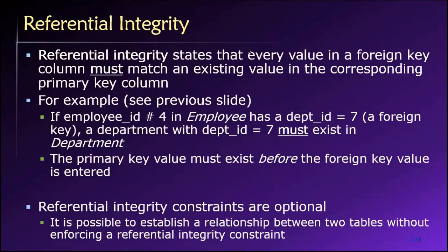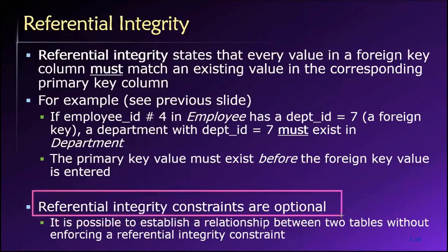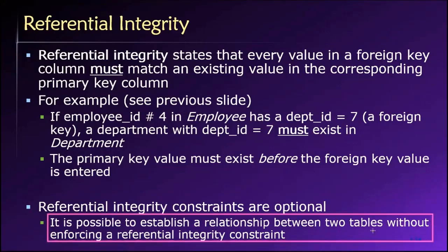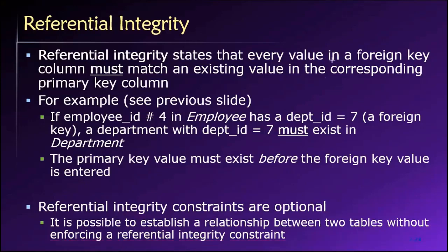I do want to highlight, before I do a demonstration here, that referential integrity constraints are optional. They are typically switched on by default in most enterprise level database systems, but you can switch them off as necessary. So put differently, it is perfectly possible to establish a relationship between two tables without enforcing a referential integrity constraint between them. Again, the default in most enterprise level database systems is to have referential integrity enforced by default, but you can switch it off.